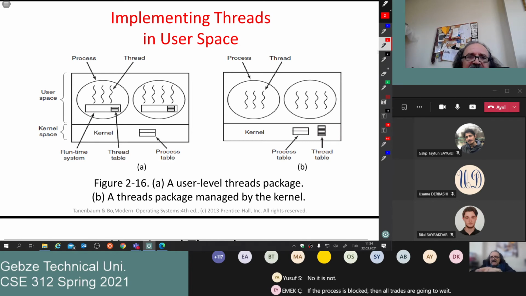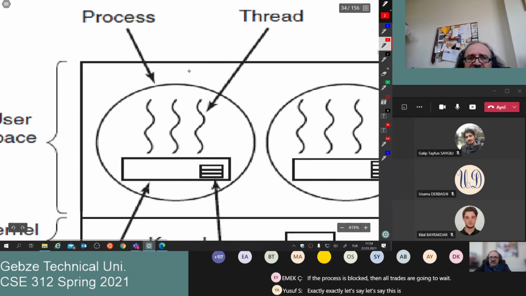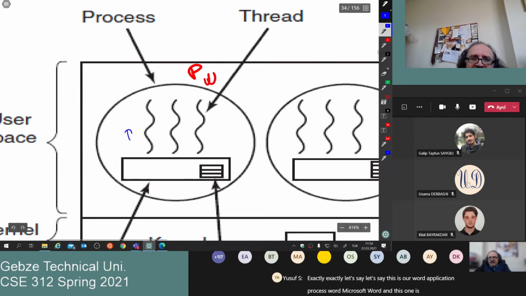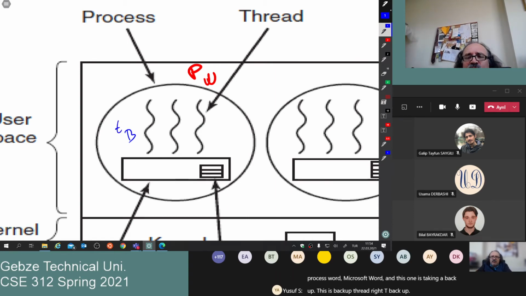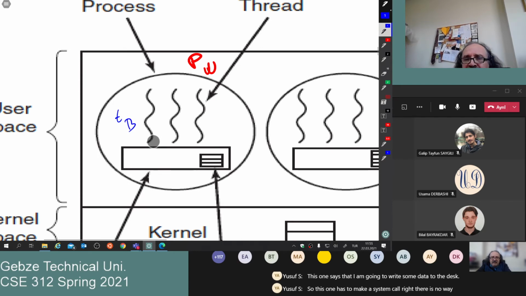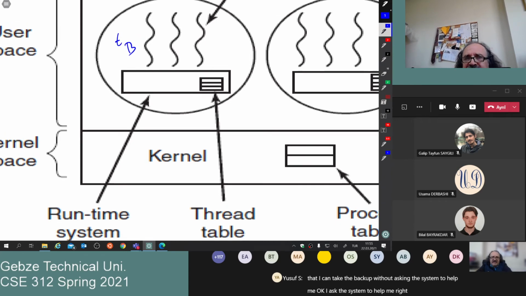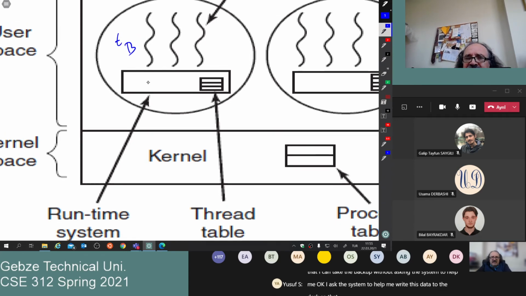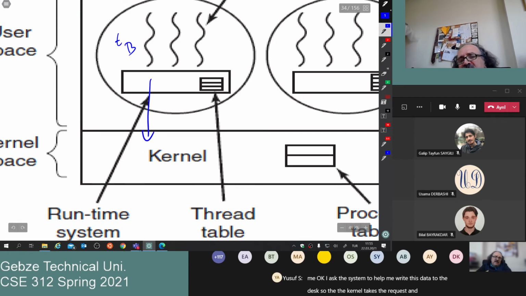Exactly, exactly. Let's say this is our Word application, process Word, Microsoft Word, and this one is taking a backup. This is the backup thread, right? T backup. This one says that I am going to write some data to the disk. So this one has to make a system call, right? There is no way that I can take the backup without asking the system to help me, okay? I ask the system to help me write this data to the disk. So the kernel takes the request and says, okay, I will have to keep you in block state because it's going to take a while to write this data to disk.